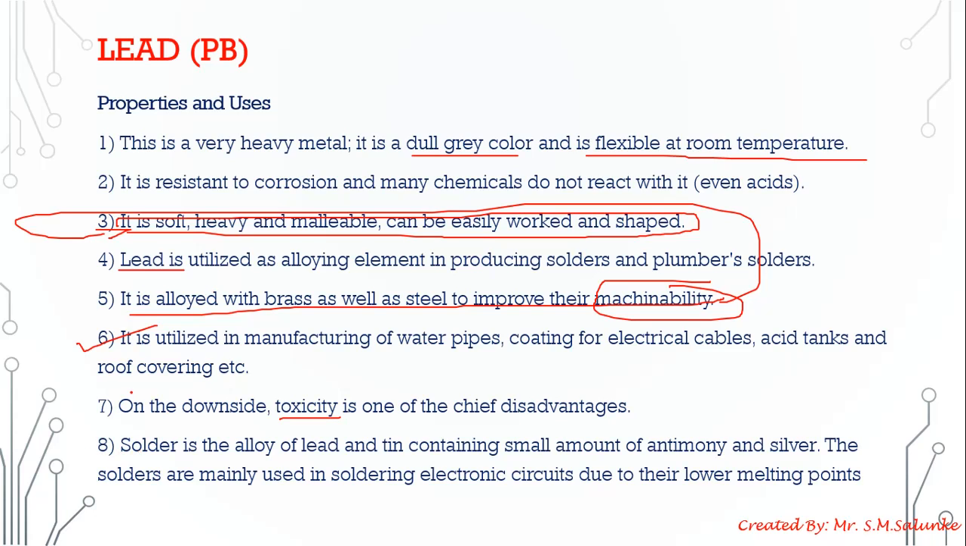Next, solder is an alloy of tin and lead. As I already said, the soldering iron uses solder, which is an alloy of lead and tin containing a small amount of antimony and silver. Solders are mainly used in soldering electronic circuits due to their low melting point. So this lead and tin alloy, that is solder, has a very low melting point. That's why it is used in soldering electronic circuits.